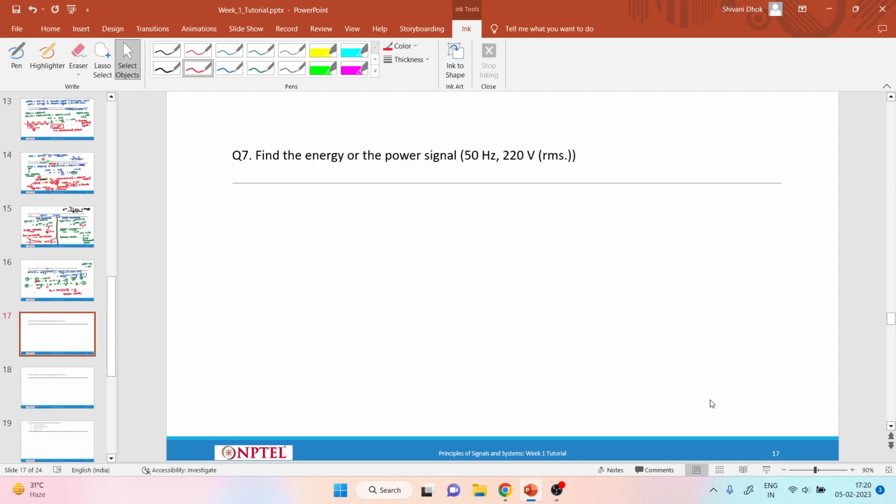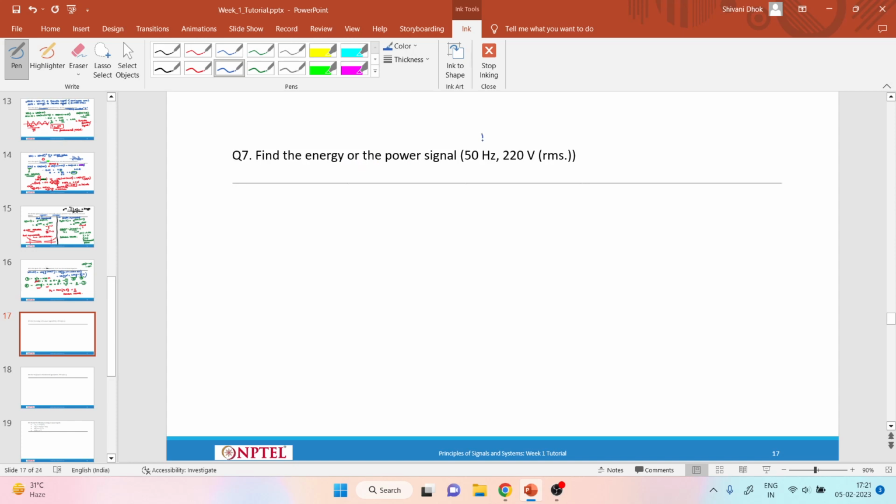Another classification that was considered in the lectures was based on energy and power. So the first few examples will look at how to find the energy or power of a signal. The first one is we need to find the energy of a power signal, like whatever electricity you are getting at our home.